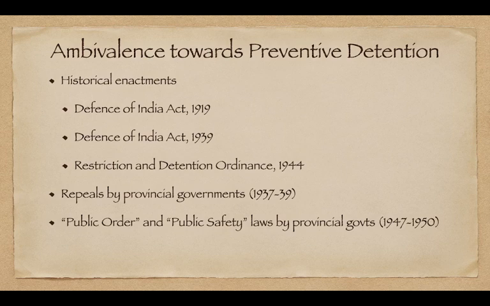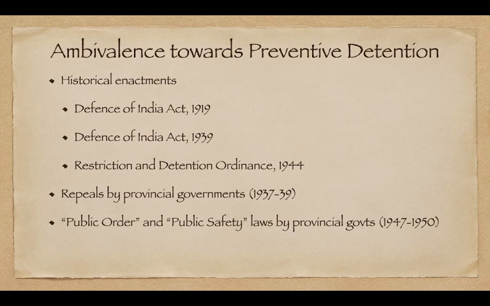Having said that, I have named this slide ambivalence towards preventive detention. I should actually call it omnivalence towards preventive detention, because there were occasions when such enactments were repealed and then again enacted. So the Government of India Act 1935, as you might be aware, provided for elections to provincial assemblies. Provinces was the name given to what we today know as states.